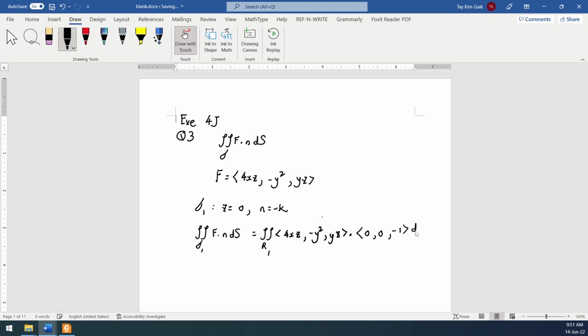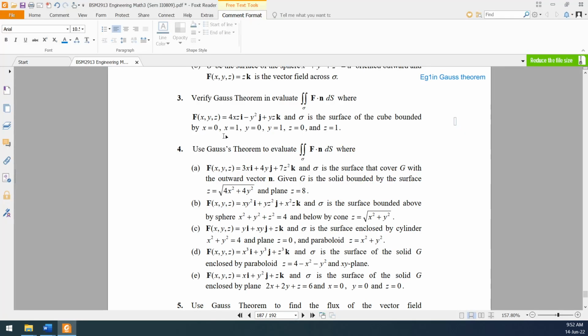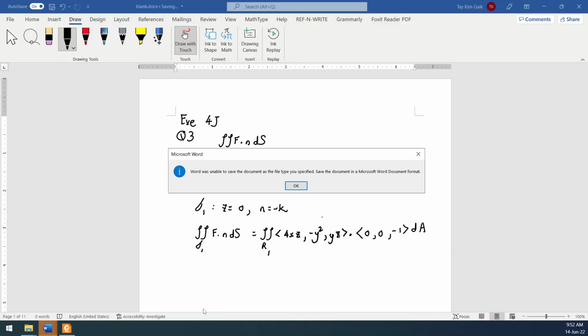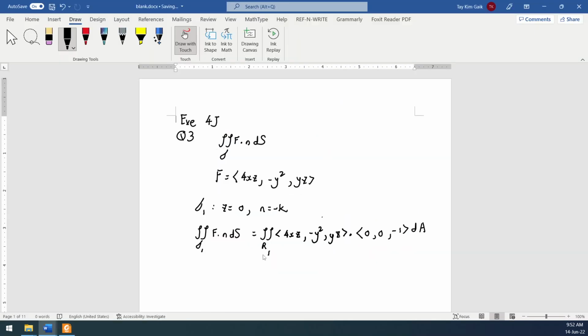So this becomes dA over R1. R1 is on your xy plane, because z equal to 0 is on the xy plane, and the surface is bounded by x from 0 to 1, y from 0 to 1, z from 0 to 1. Then you do the dot product first.